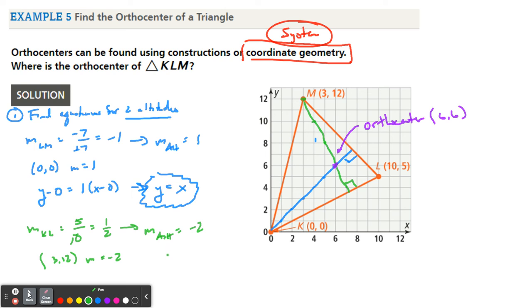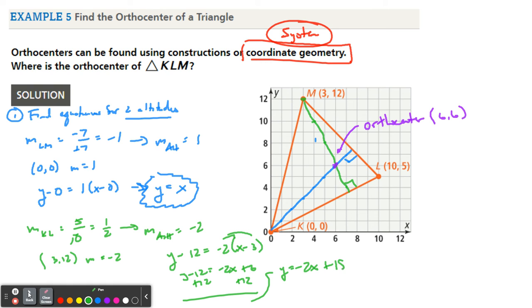So we're going to use point slope form. Y minus y1 equals m times x minus x1. Y minus 12 equals -2 times x minus 3. Distribute that -2. And then we're going to add 12 to both sides. And I get y equals -2x plus 18. So there's the two equations I need.